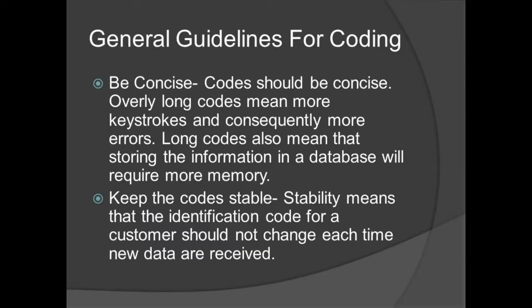General guidelines for coding. First, be concise. Codes should be concise. Overly long codes mean more keystrokes and consequently more errors. Long codes also mean that storing the information in a database will require more memory. Second, keep the code stable. Stability means that the identification code for a customer should not change each time new data are received.